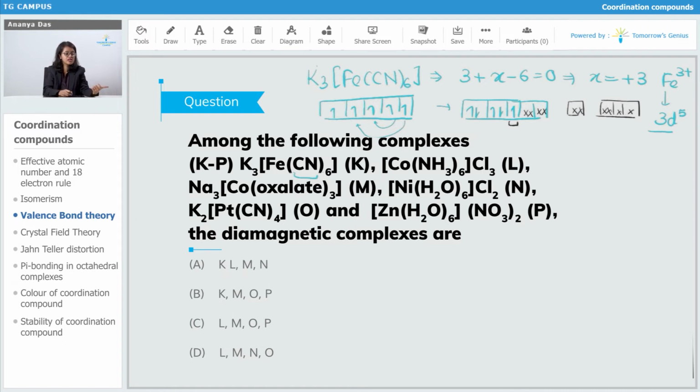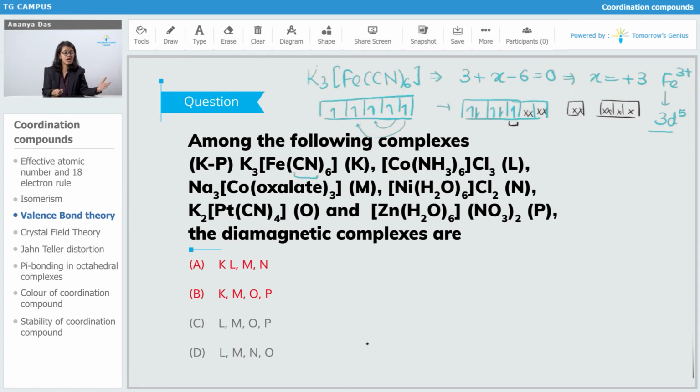That means it is not a diamagnetic complex, it is a paramagnetic complex. So straight away we can say that options A and B are incorrect because both of them contain K. So we can do a comparison on the basis of options C and D. In options C and D, L is present, M is present, as well as O is present. So the difference is between P and N. We can check only P and N to determine which option is correct. We do not need to do it for the entire set of complexes. That is how you save time in these questions.